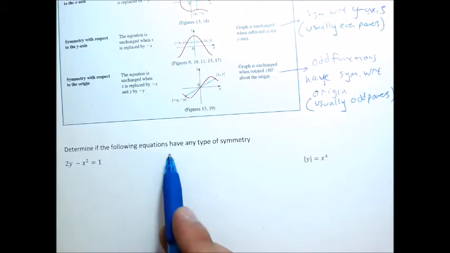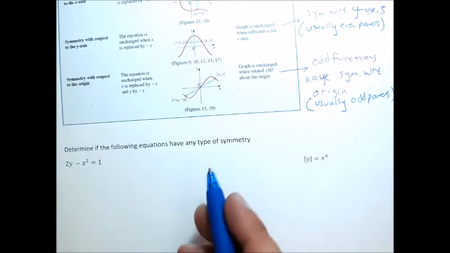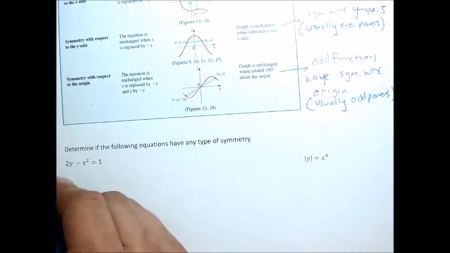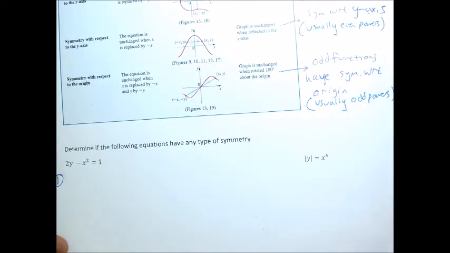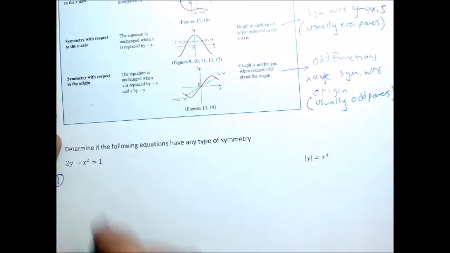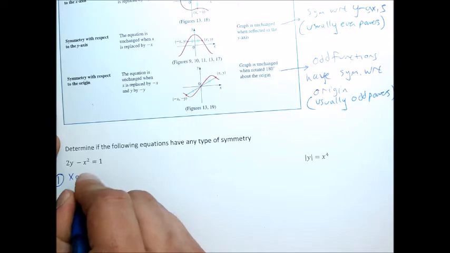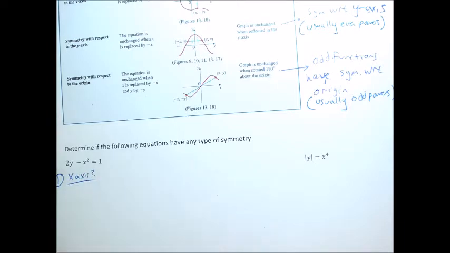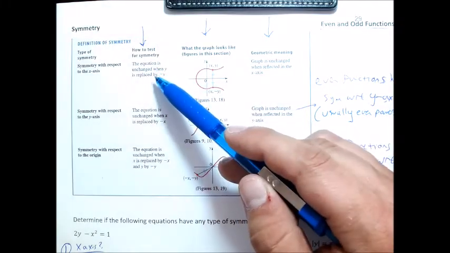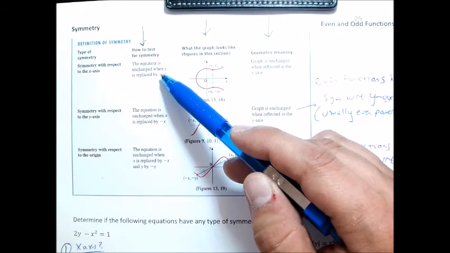So let's determine if the following equations have any types of symmetry. We're going to test all three of these on each one. The first one is symmetry with respect to the x-axis. So I'll say x-axis, question mark. And so what you do is you replace, like it says right here, y with negative y and see if the equation changes.